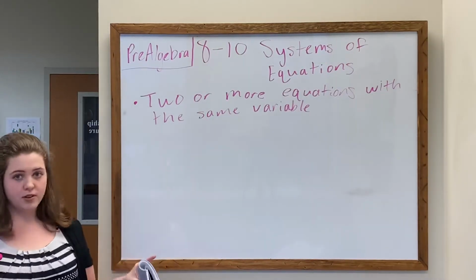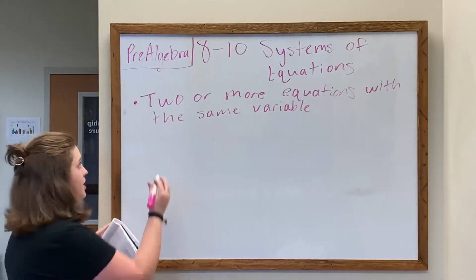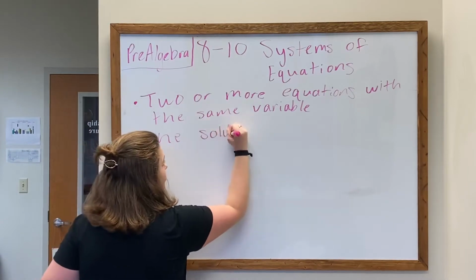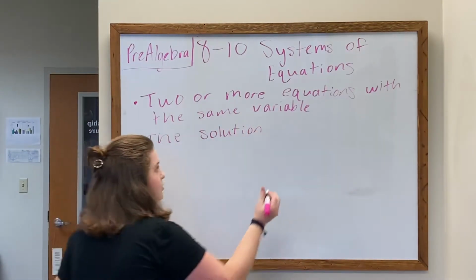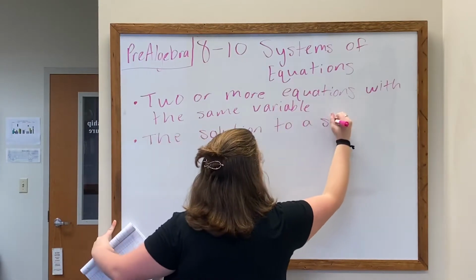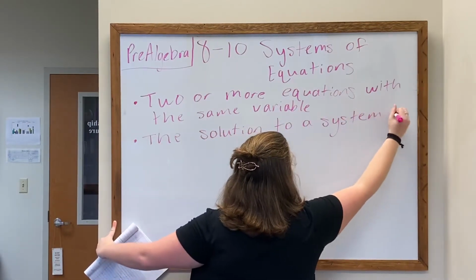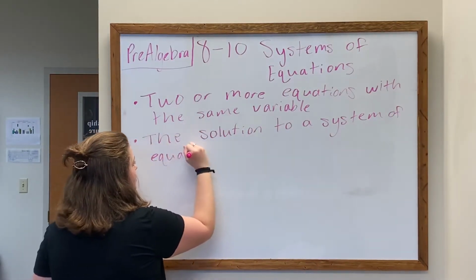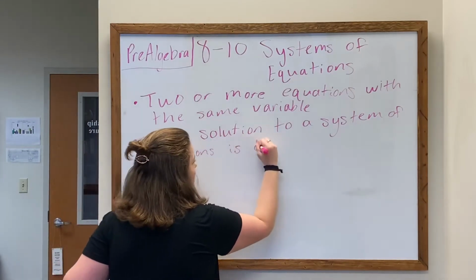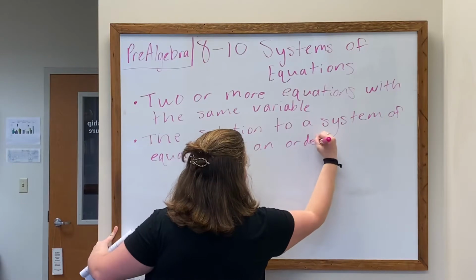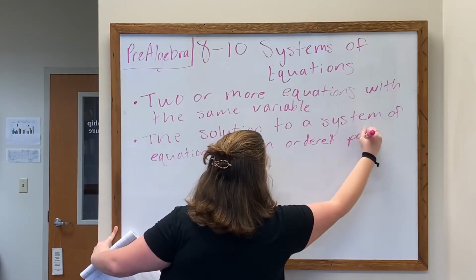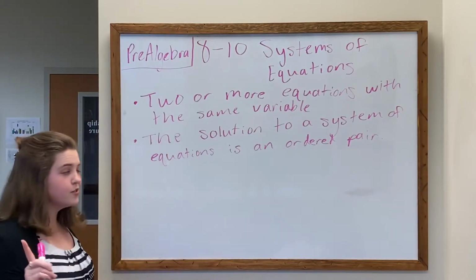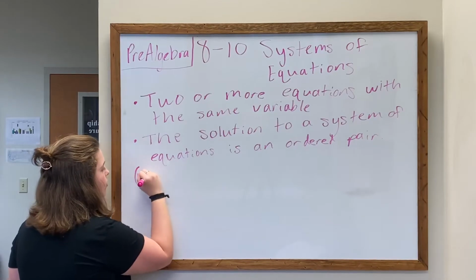The one important thing to note about systems of equations is the solution to a system of equations is an ordered pair. Hopefully, at this point, you're familiar with what an ordered pair is. Just in case you forgot, it's our x and our y coordinate, like this.